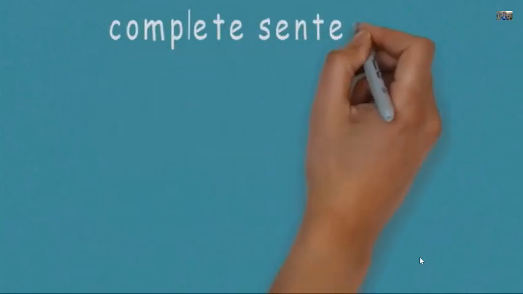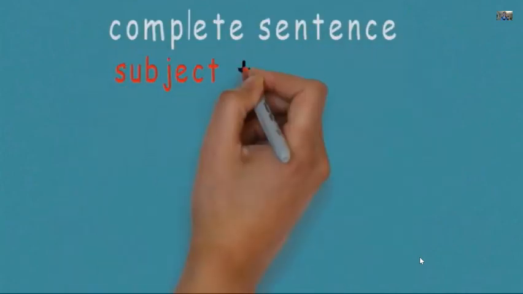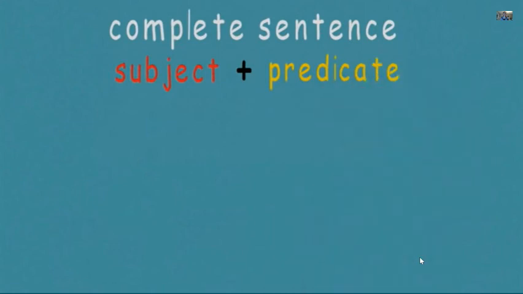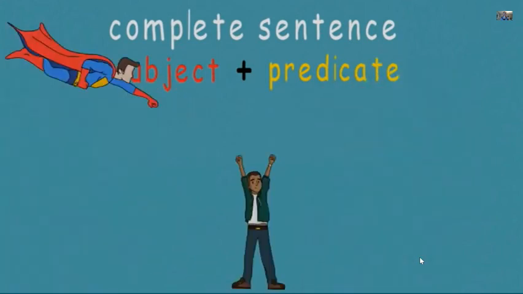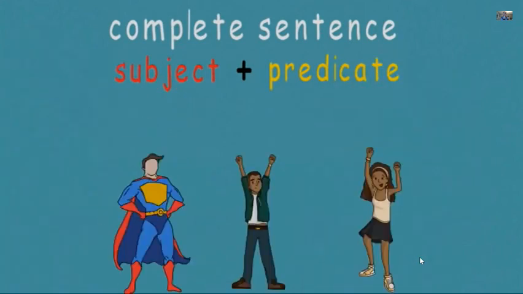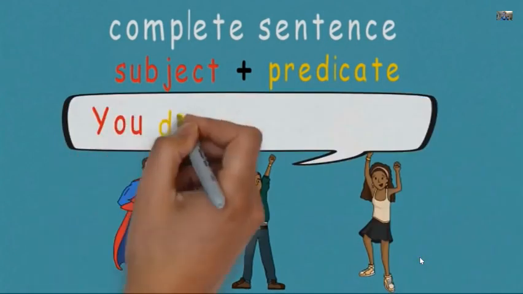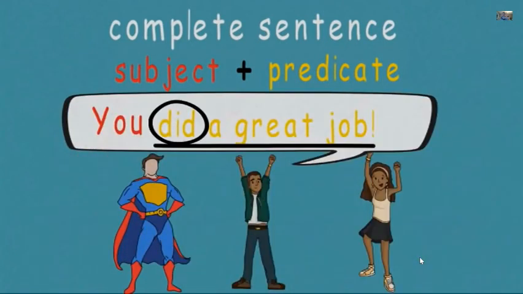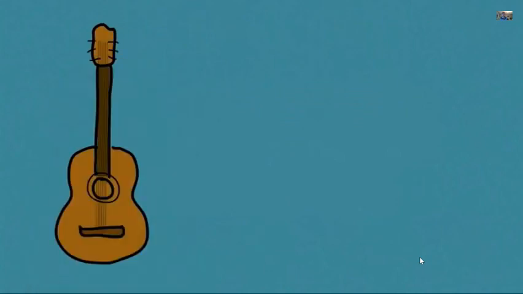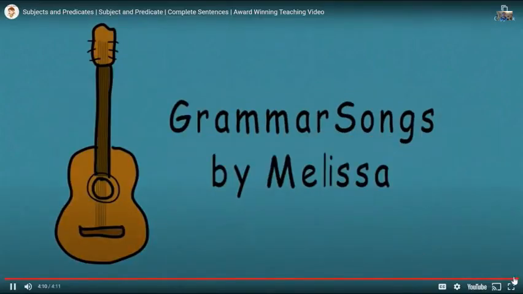So now you know a complete sentence has two parts, a subject and a predicate. You, subject, did a great job, predicate. Thank you for joining me at Grammar Songs by Melissa.